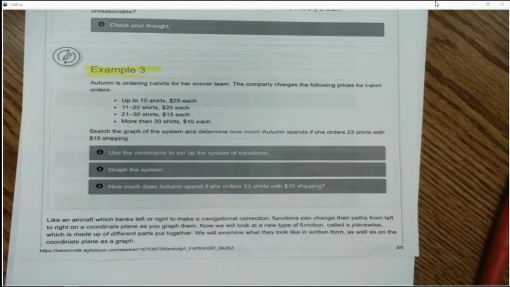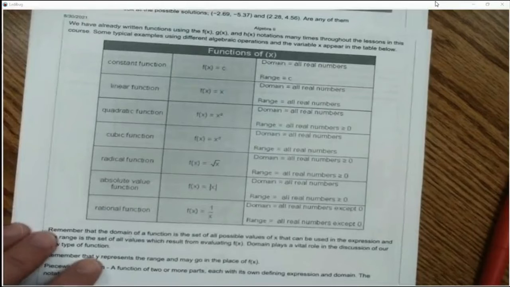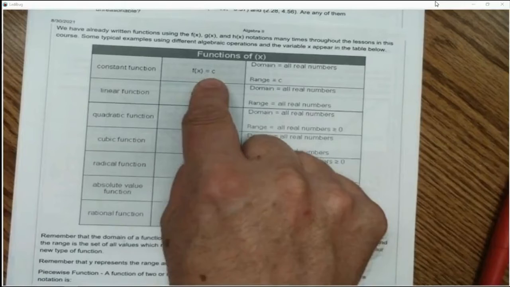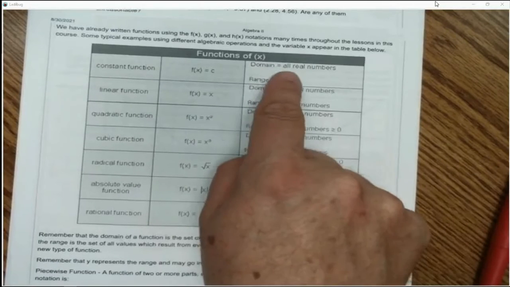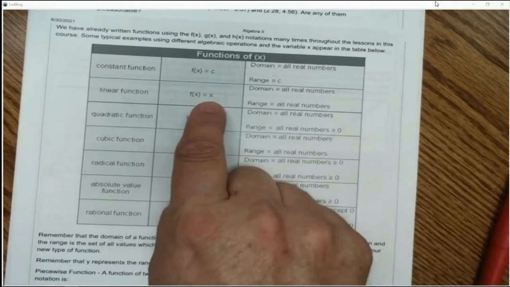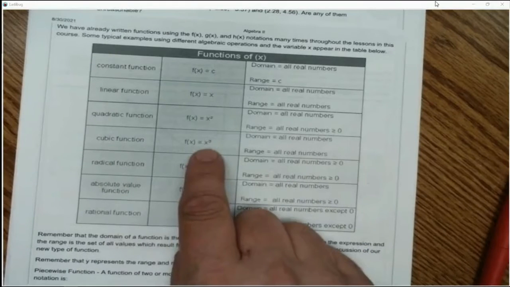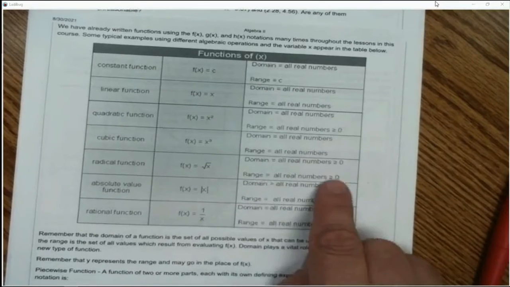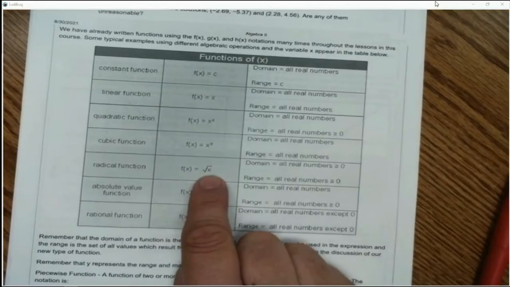With nonlinear equations, here are the most common, typical examples that we're going to be looking at. The constant function, which we just did with that piecewise, like f of x equals 3, f of x equals 20, whatever. It's just a horizontal line wherever that constant is. The range is only that constant number. Domain's all real numbers. Linear functions, when it just has an x. Quadratic functions, when x squared is the largest exponent. Cubic functions, when you have x to the 3rd power. Radical functions, when you have a square root of x, where the domain and range are limited to be larger than 0 because we can't have a negative number underneath the square root.